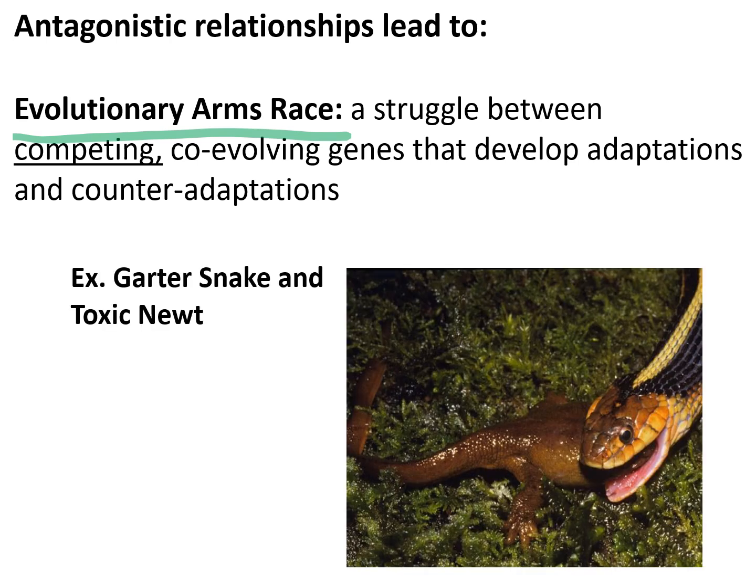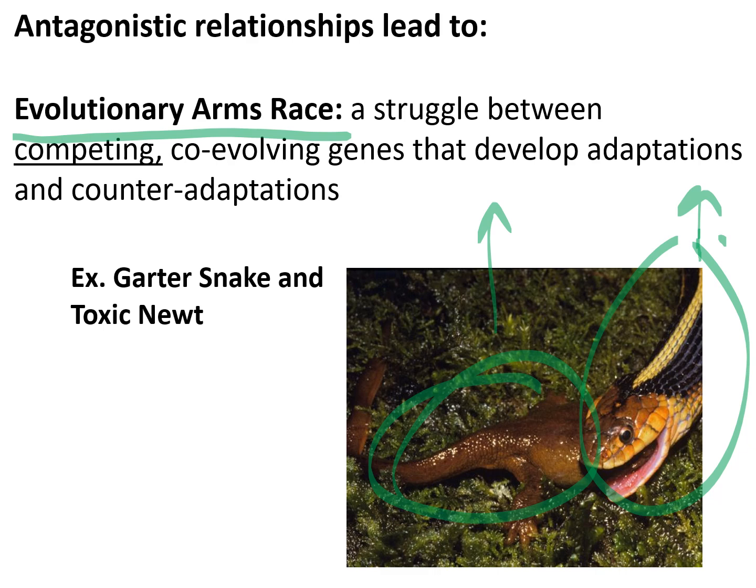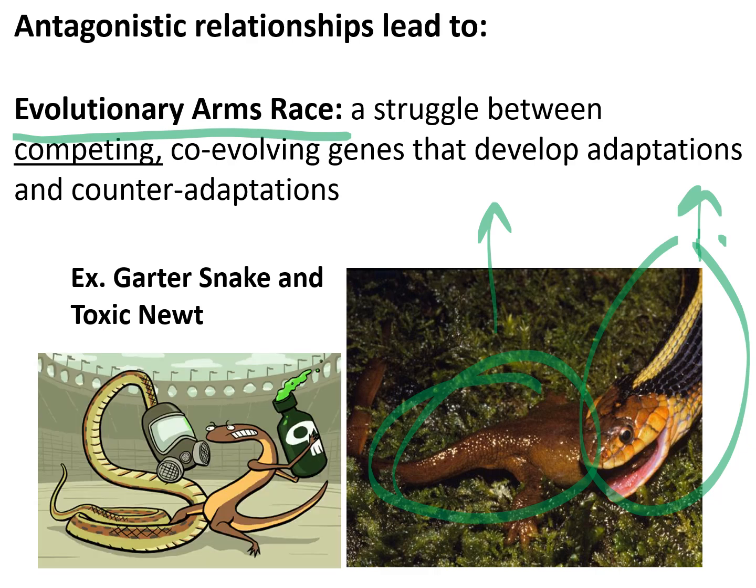So for example, a newt is going to try to develop some toxin so that it doesn't get eaten, but things that want to eat it are going to constantly be under the selective pressure of trying to be able to withstand those toxins. And so as the newt becomes more toxic, the predator is going to try to increase its ability to overcome those toxins. So we have this evolutionary arms race between the newt developing toxins and its predator developing the ability to withstand those toxins.